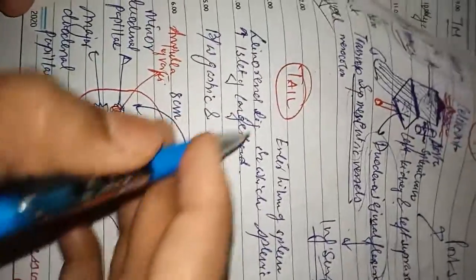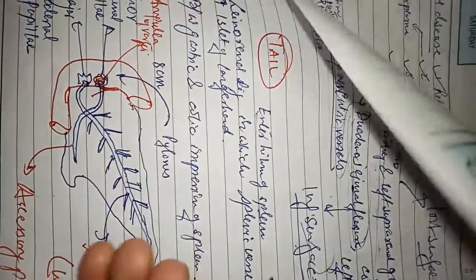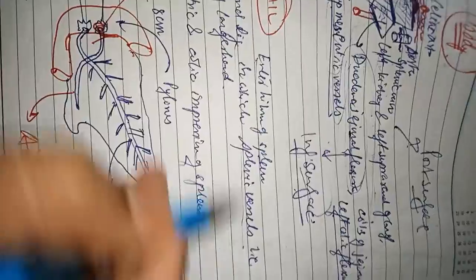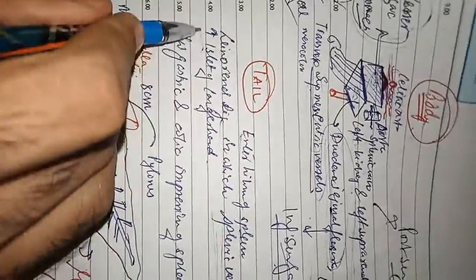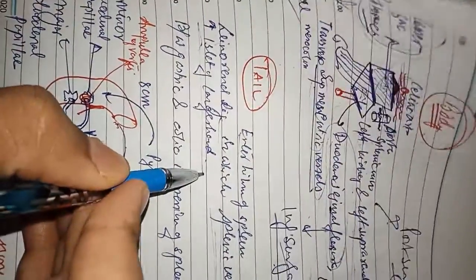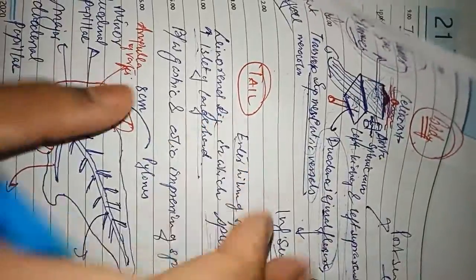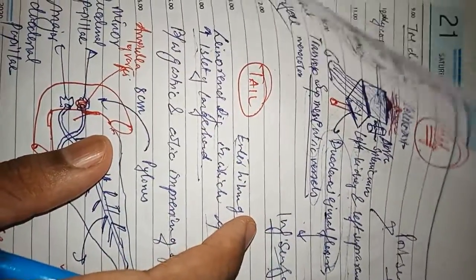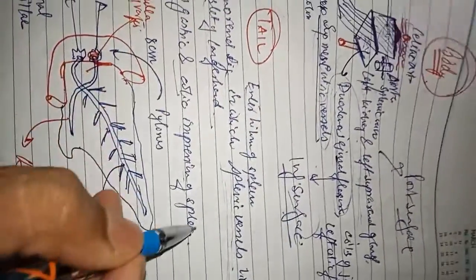Now coming to the tail of the pancreas. The tail of the pancreas enters the hilum of the spleen. It has the lienorenal ligament, which is attached to the splenic vessels, where the splenic vessels lie. It has the maximum number of islets of Langerhans. So in a splenectomy we have to be sure that the tail of the pancreas is not cut, so it should be conserved. Between the gastric and the colic impressions of the spleen lies the tail of the pancreas.